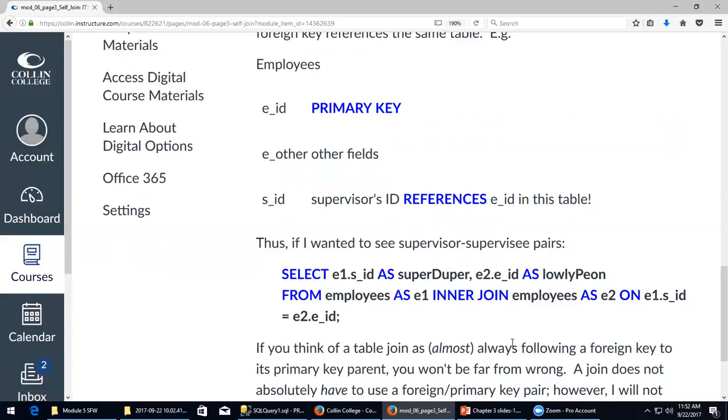So select E1 SID as super, E2 SID as the person who's employed. Now notice that here is the from employees as E1. If I have a self join, I must alias both of the tables. So I have E1 inner join employees as E2 on E1 SID is equal to E2 EID. No particular which one, you can kind of mix these and match these, and you'll get the same result set.